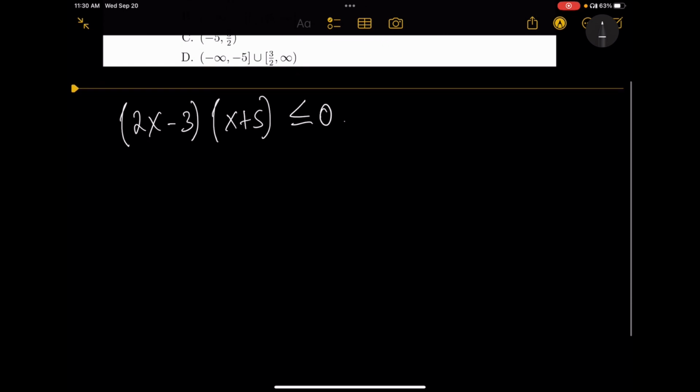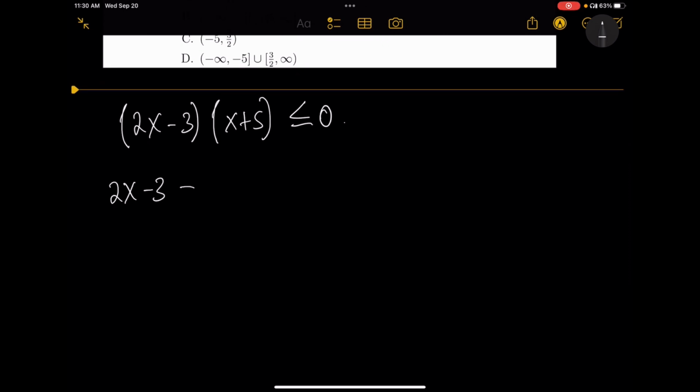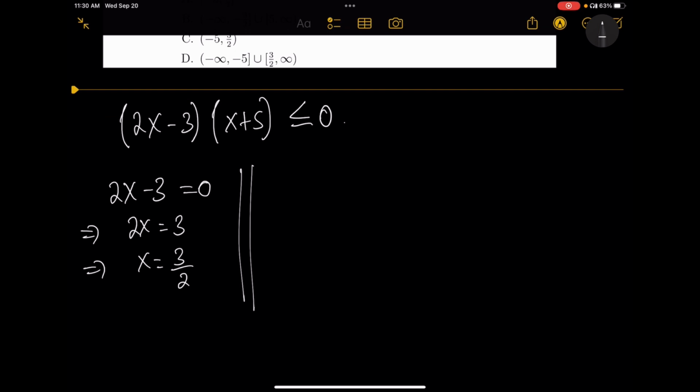Now, when is 2x minus 3 equal to 0? Well, that is when 2x is equal to 3, and x is equal to 3 over 2. As when x equals 3 over 2, 2x minus 3 will be 0. How about x plus 5 equal to 0? Well, that happens when x is equal to negative 5, I'm sorry.